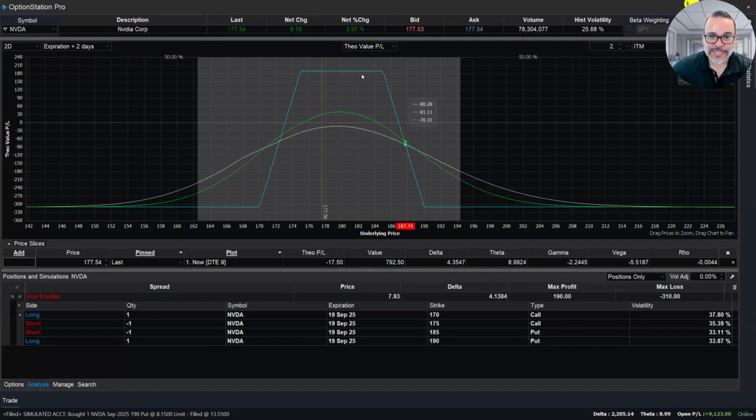My spread is represented by those lines. You can see the blue line is what the value of the option is at expiration. And you can see that the maximum profit is achieved at expiration. The maximum profit of this spread is $190. You can lose $310, but that's only if the price were to drop to this level. So if it drops below 170 or if it increases above 190.